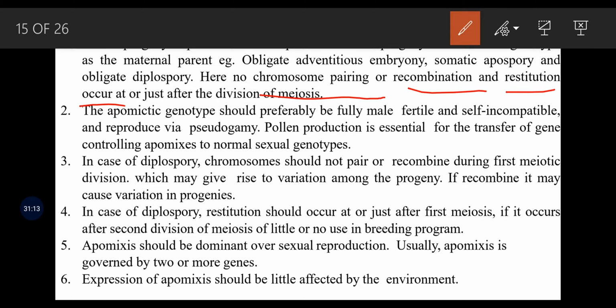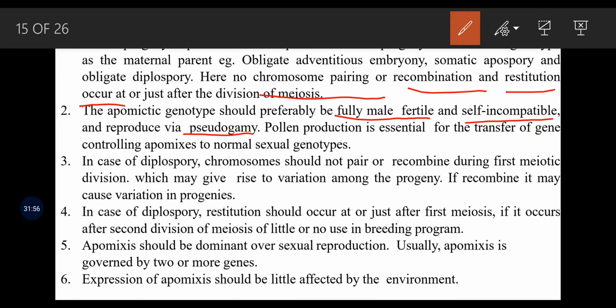The second condition is that the apomictic genotype should preferably be fully male fertile or self incompatible and reproduce via pseudogamy. This statement is very important: the apomictic genotype should preferably be fully male fertile and self incompatible. That means male should be there but the plant is self incompatible, that is, unable to pollinate with its own pollen from the stigmatic portion, or it will pollinate but germination and other processes are forbidden here. Pollen production is essential for the transfer of the gene controlling apomixis to a normal sexual genotype.